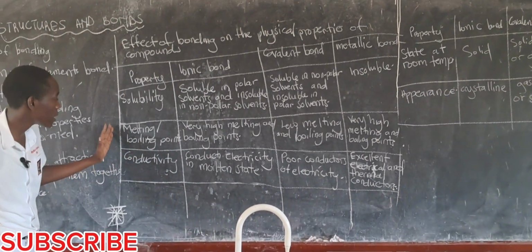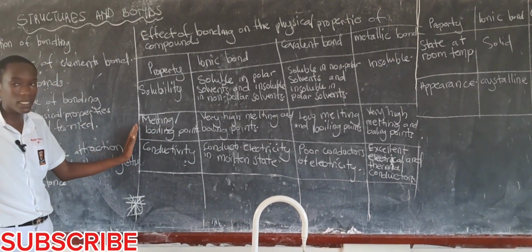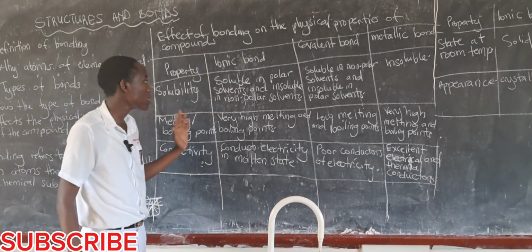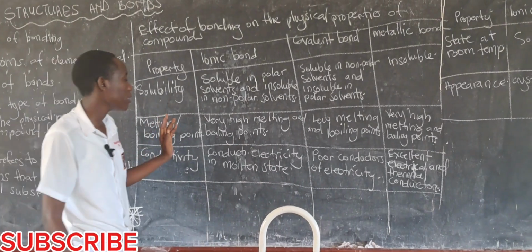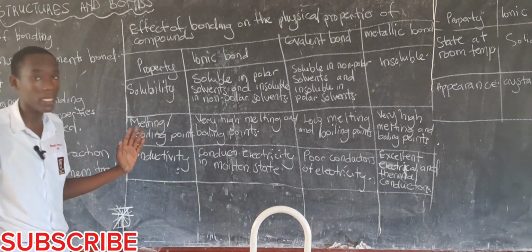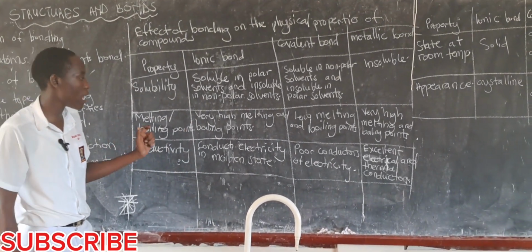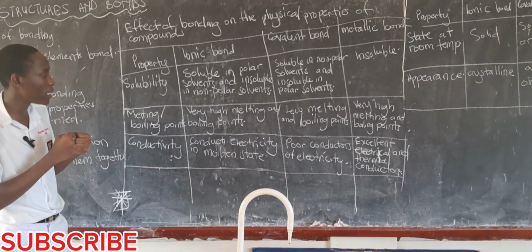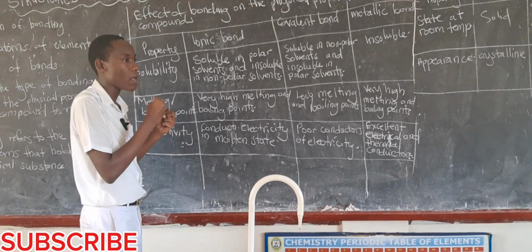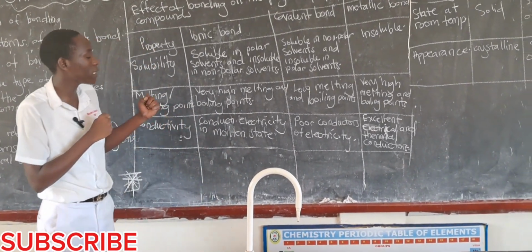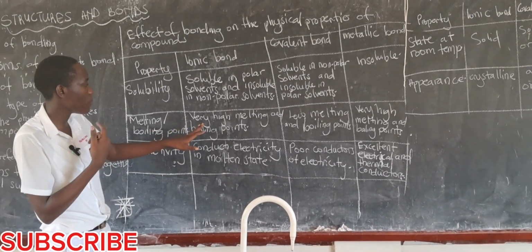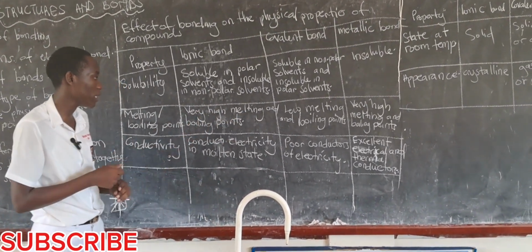Let us go to the second property, melting and boiling points. Substances with ionic bonds have very high melting and boiling points. This is because they have very strong electrostatic forces between them, and when you are boiling them, they need a lot of heat to break the forces holding them together. That makes them have a high melting and boiling point.